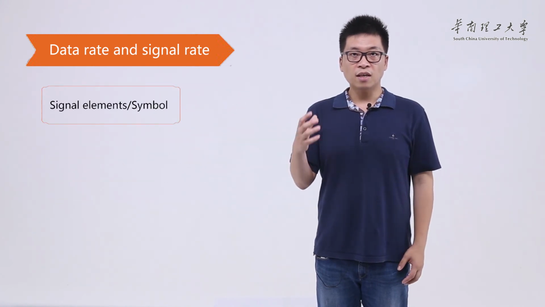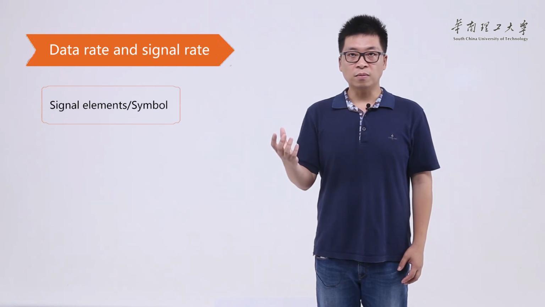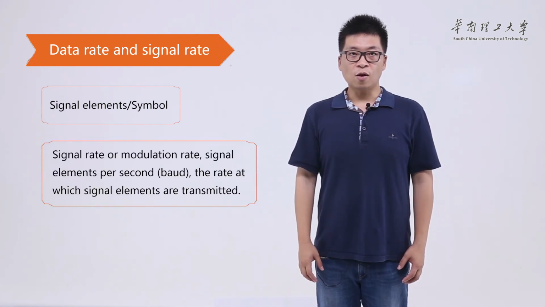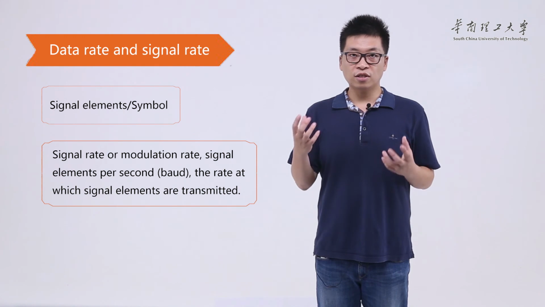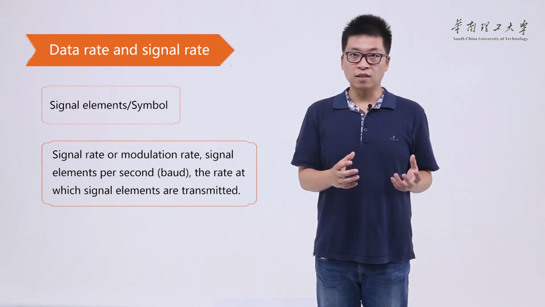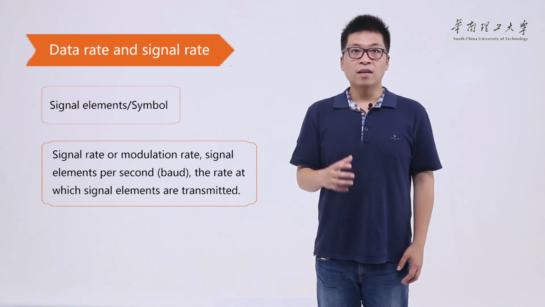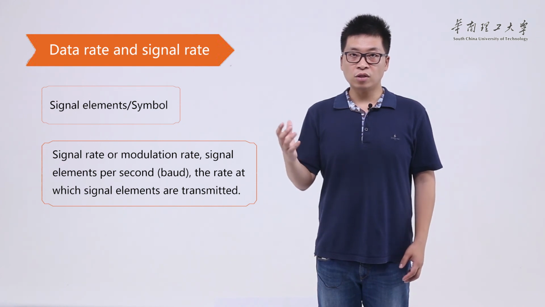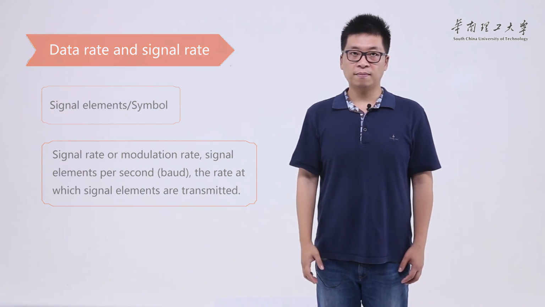Signal element is a single signal or symbol. Signal rate or modulation rate is the signal elements per second, also called baud. It is the rate at which signal elements are transmitted.